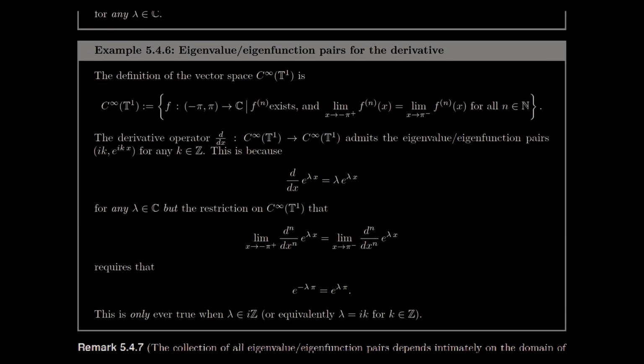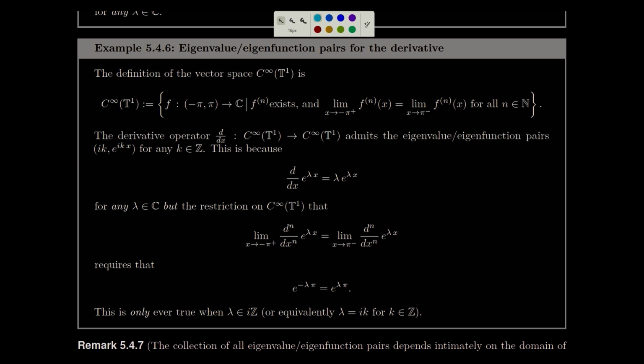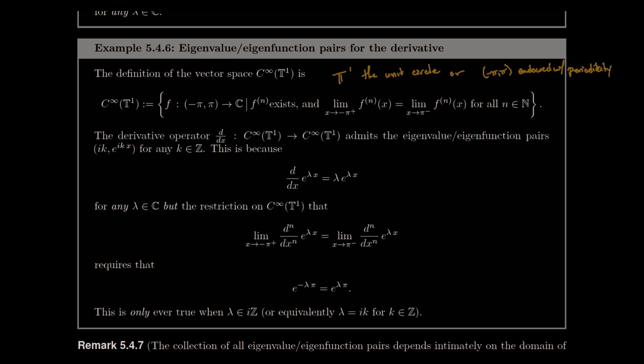Here's an example for the derivative. The definition of a different vector space, C infinity, on the torus. Now this symbol, maybe you forgot it. That's the one-dimensional torus, also known as the unit circle. Circle not being the disk, just the boundary of the disk. So it's the one torus or the unit circle, or -pi to pi endowed with periodicity. Periodicity meaning that I'm allowing -pi and +pi to be understood to be the exact same point, which everybody knows that's how the unit circle behaves. -pi and +pi are the same point.